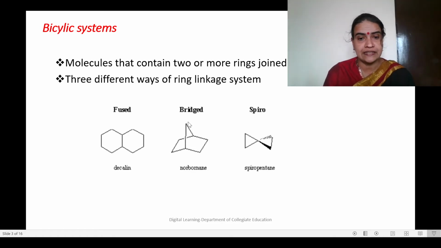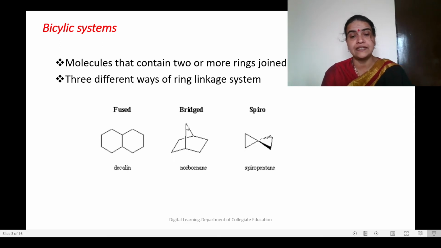Here there are two rings. This is one ring, this is the second ring. And in these two rings, how many common atoms are there? Here we have one carbon atom in common. And also one ring is there at the top, at the apex of the bridge. So three carbon atoms are shared here. So this is called bridged bicyclic compound.